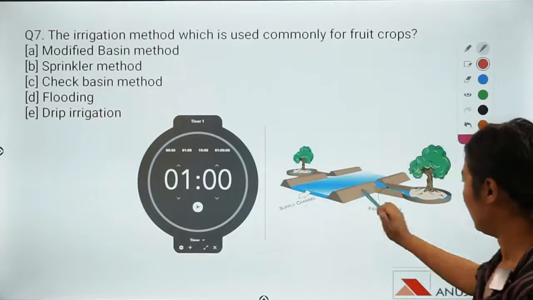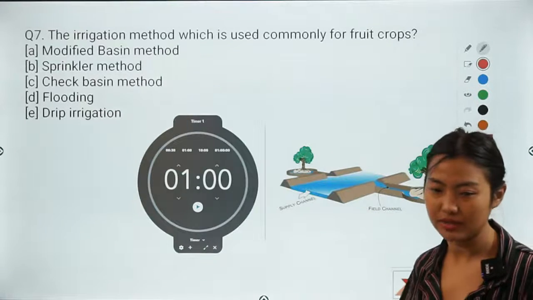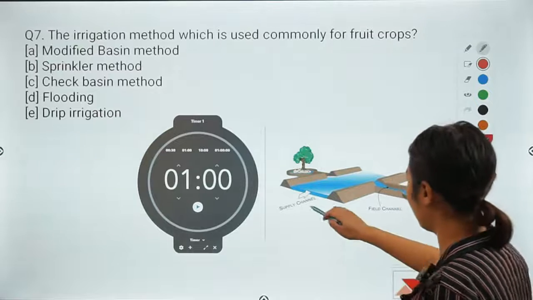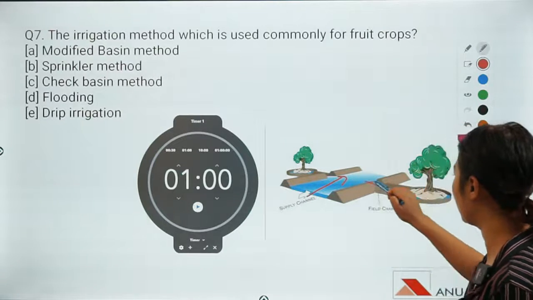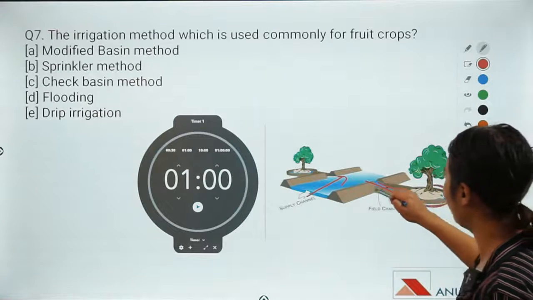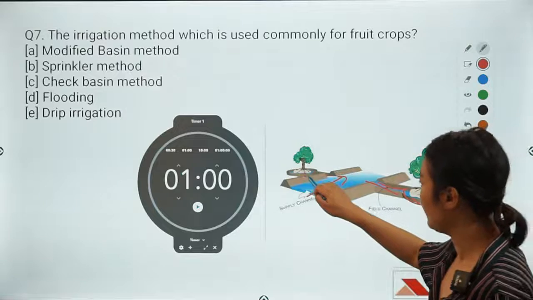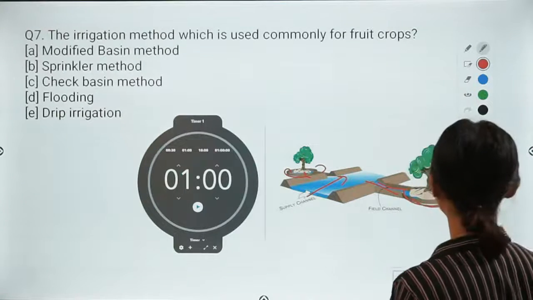Here is an example of a modified basin system. It's also called a ring basin system. Here the supply channel, or the supply of water, is coming here, and then it goes to another ring type of basin, and here the water is irrigated.